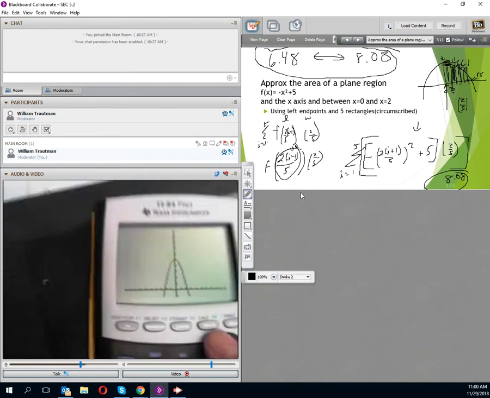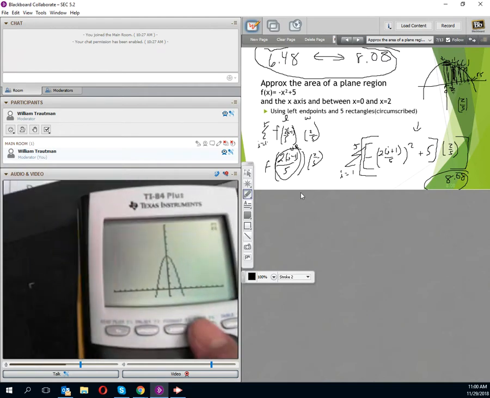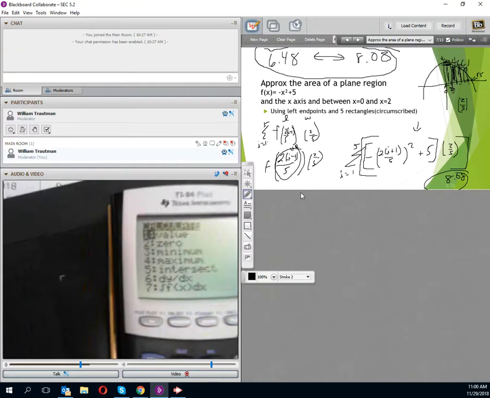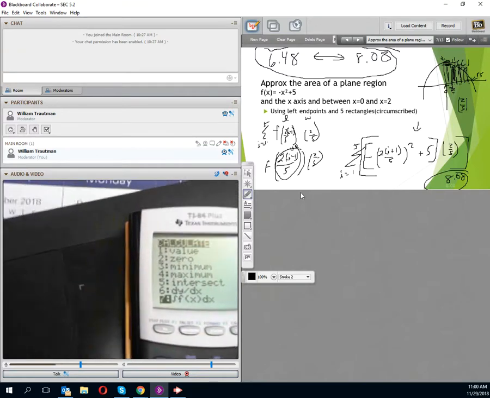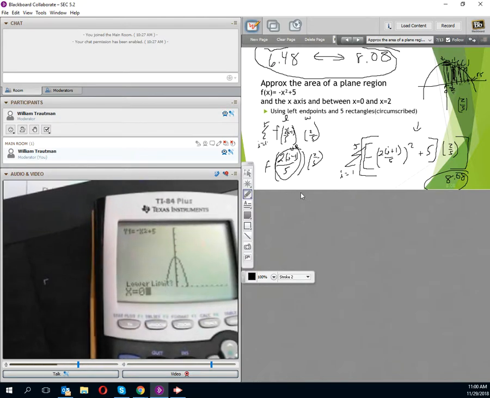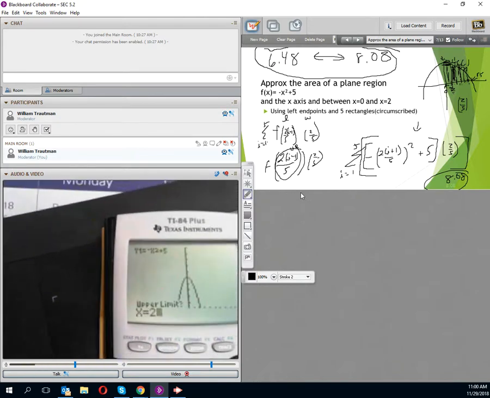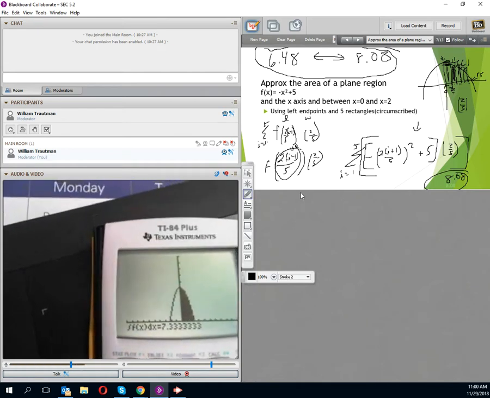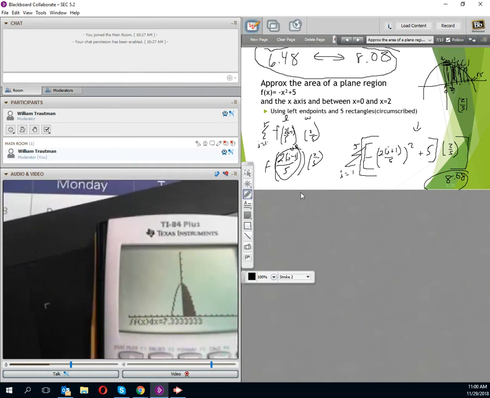Now you hit second calculate and go down to number 7. It says integrate. Where are you integrating? The lower limit is 0 and my upper limit is 2. And do you see it shades in the spot that you're integrating? It says what's the area?